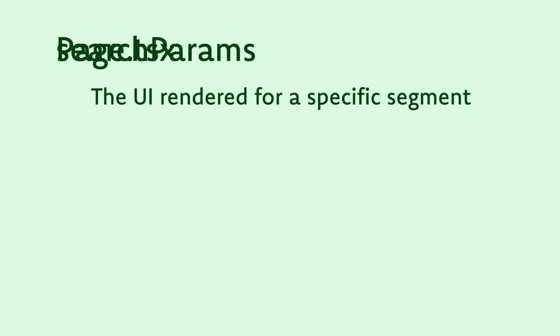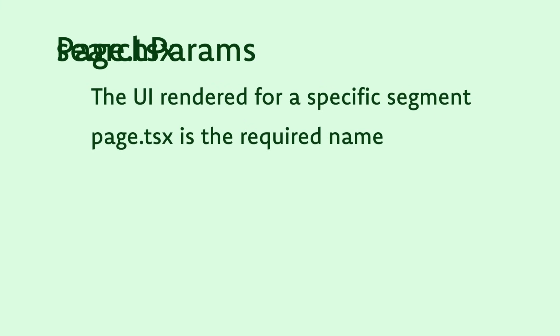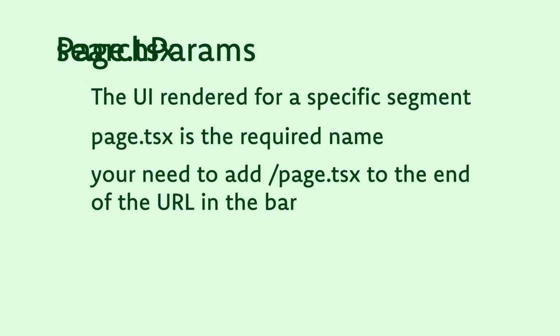A page is the actual UI that is rendered in a specific segment. Without a Page.tsx file, there is no user interface. And yes, Page.tsx is the required name for that file. We've already created a few Page.tsx files, so we've seen these in action. When visiting the routes, it's not necessary to add /page.tsx in the path. You access this page simply by going to the route the Page.tsx file is in.